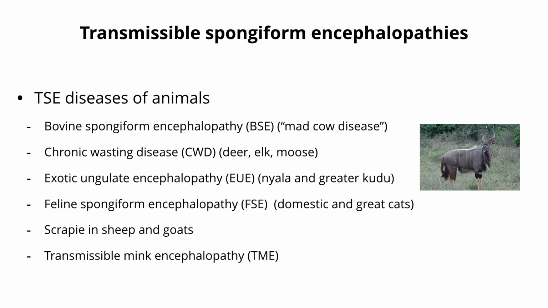TSEs occur not only in humans but in animals. So here are some animal TSEs. The one we'll talk about in a bit is bovine spongiform encephalopathy, or BSE, or mad cow disease. And we also have another one that's been in the news a lot, chronic wasting disease. This happens in deer, elk, and moose. Those are cervids, I believe.